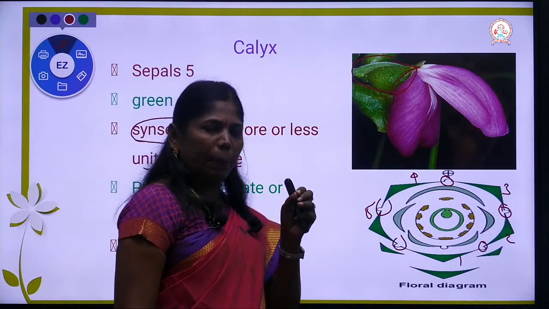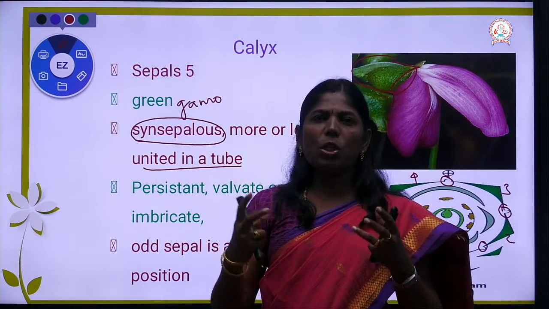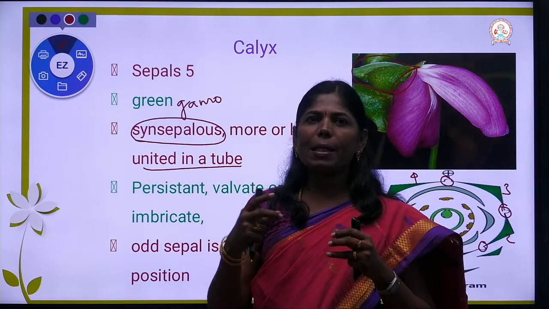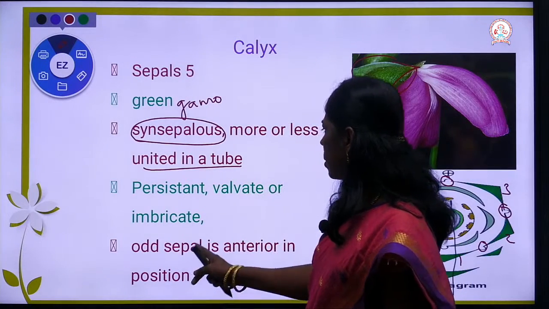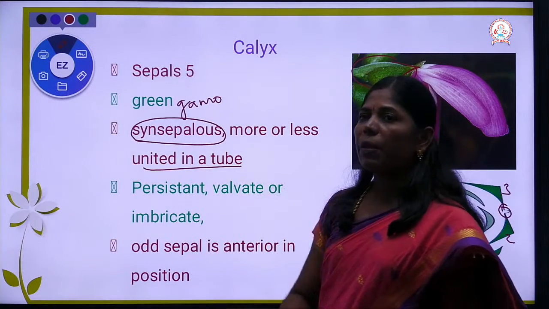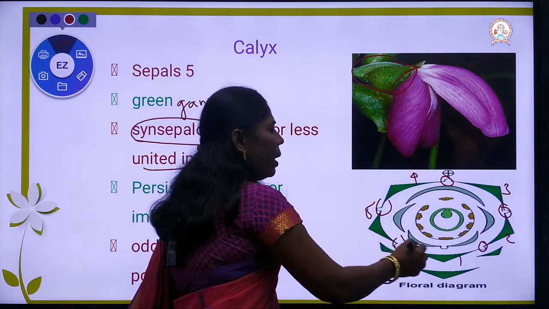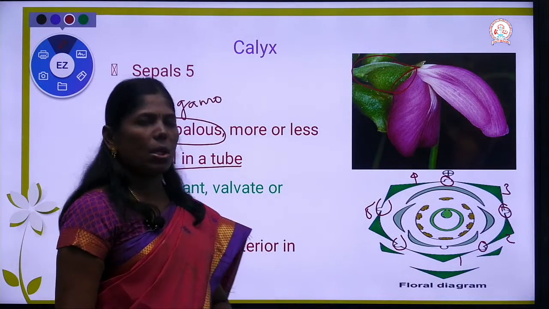Persistent means the calyx remains attached to the fruit. Okay? In brinjal, for example, the calyx stays attached to the fruit. Likewise in the pea family, the calyx is attached to the fruit. It is persistent. Okay, and what type of estivation is there? Actually the estivation here is valvate. Sometimes imbricate estivation is also there.